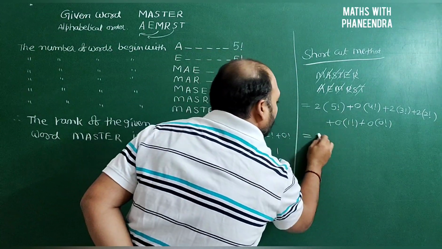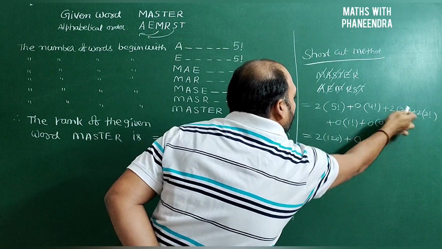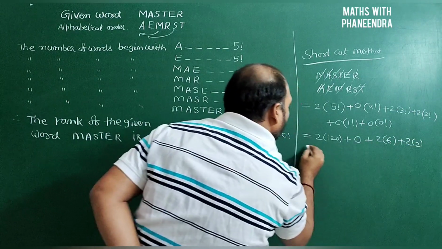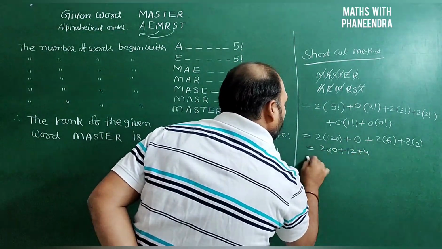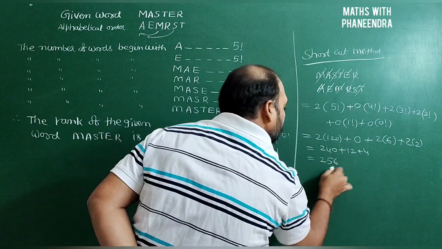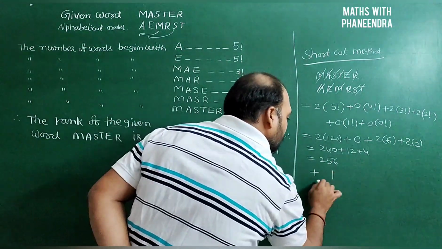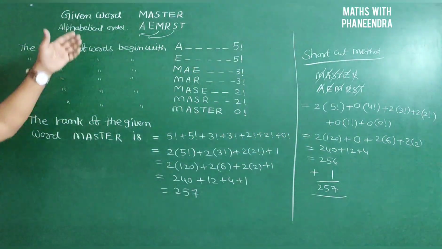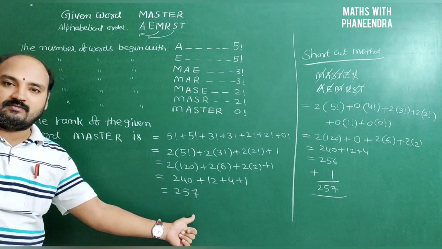So 2 into 5 factorial, 120. 0 into anything is 0. 2 into 3 factorial, 2 into 6. 2 into 2 factorial is 2. So 240 plus 12 plus 4, so 256. In the shortcut formula, you can add 1, so it will become 257. So the rank of the given word master is 257.